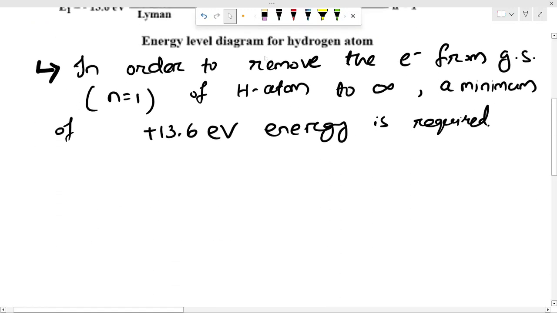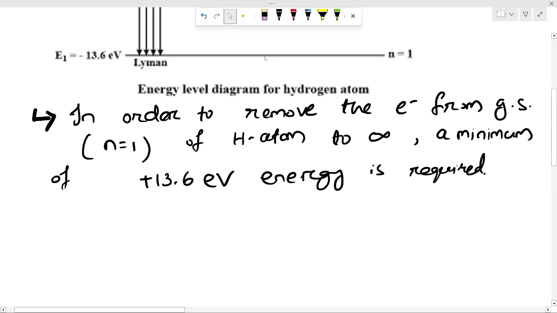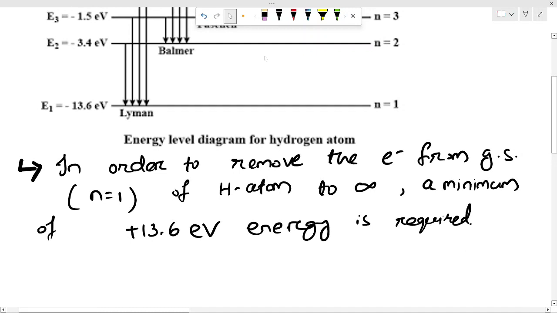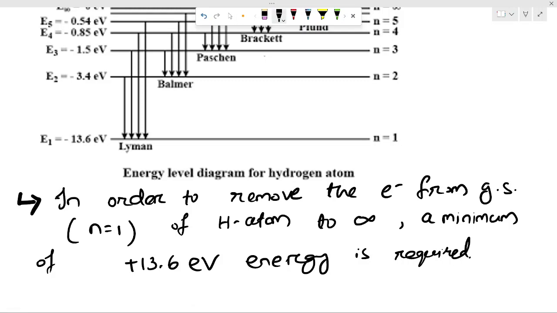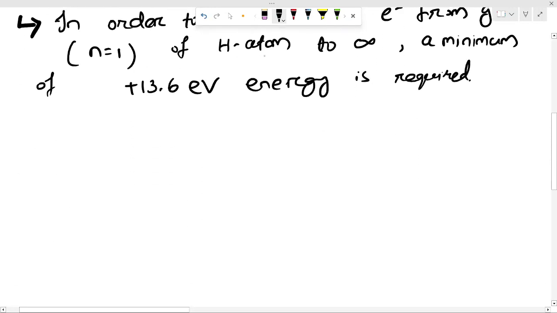Yes, if I ask you how much energy is required to remove the electron from the second orbit, that is n is equal to 2, to infinity, how much energy do you need? You know that for n is equal to 2, the energy value is minus 3.4 electron volt. So the energy required to remove the electron is plus 3.4 electron volt. Okay, is that clear to you? Yes.